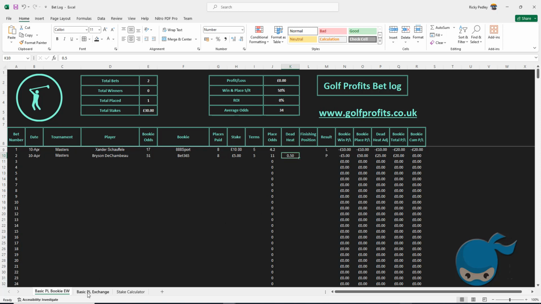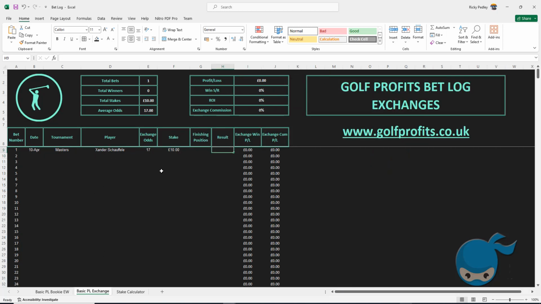Moving on to the exchange part of the sheet, the exchange log. It's very similar to what we've just looked at, although, for those familiar with our selections, we only advise win only on the exchange, so there's no place columns, no dead heat columns to worry about here. Otherwise it's pretty similar. We add our selections on, and if you want to note the finishing position you can do so there, and it's just a case then of entering a W in the result column if the player won outright, or an L if he didn't.